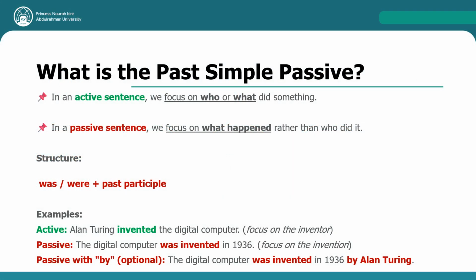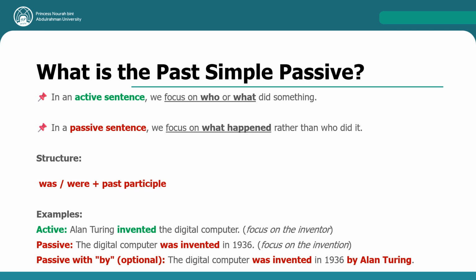So let's start. What is the past simple passive? In an active sentence, we focus on who or what did something. However, in a passive sentence, we focus on what happened rather than who did it. For example, look at these two sentences. One is an active one. Alan Turner invented the digital computer. Here the focus is on the inventor, and thus the subject starts the sentence.